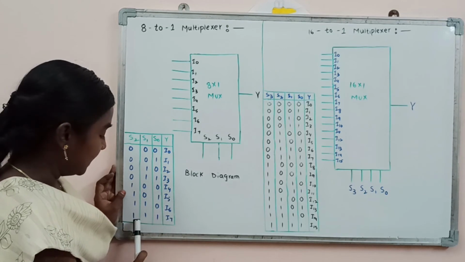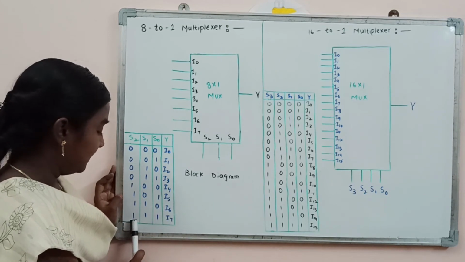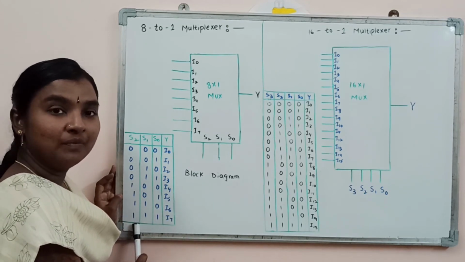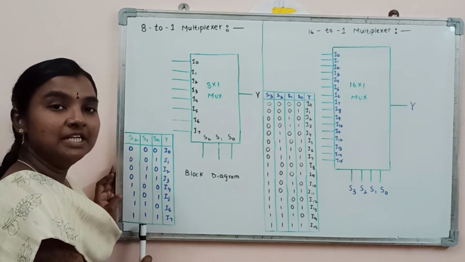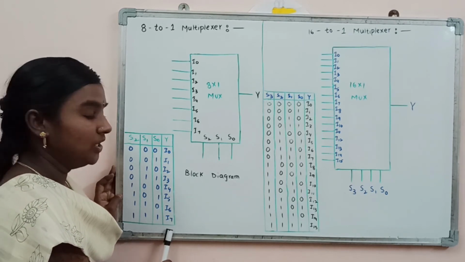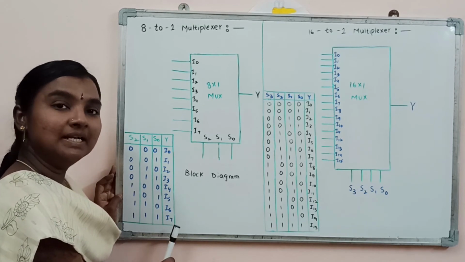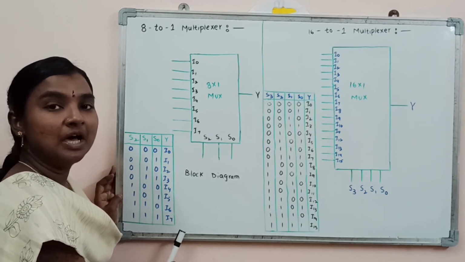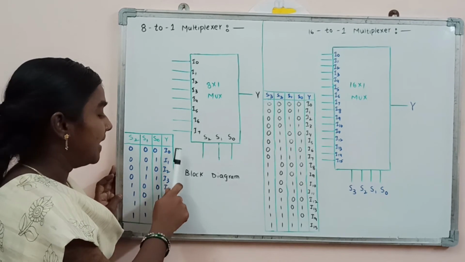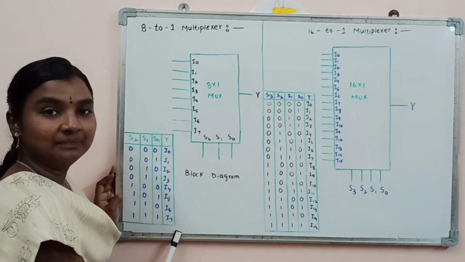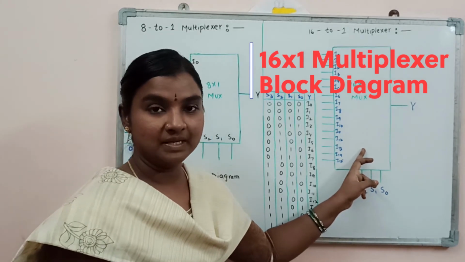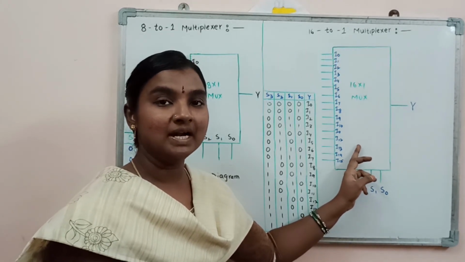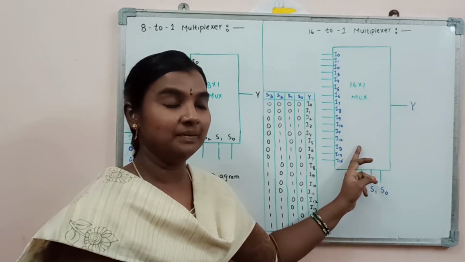If we apply the binary information S2 equal to 1, S1 equal to 1, S0 equal to 1, it is going to select the input line I7, and that I7 is going to be transmitted to the output side. So output Y is going to be I7. Now we will consider the 16 to 1 multiplexer. This is the block diagram regarding the 16 to 1 multiplexer.